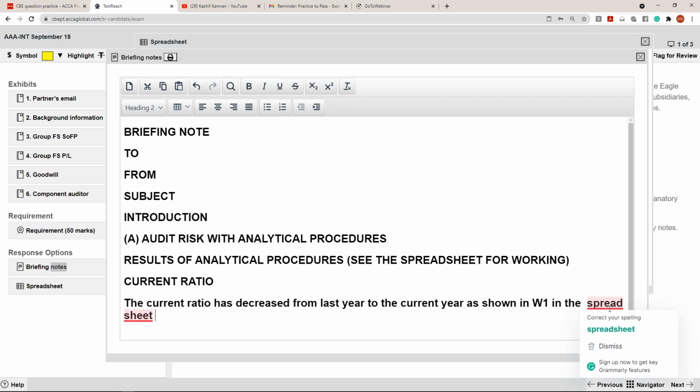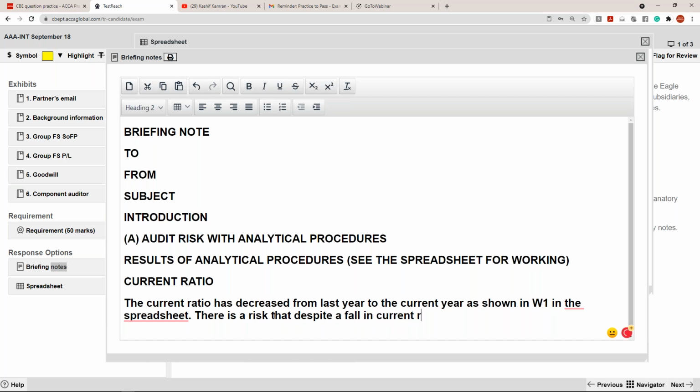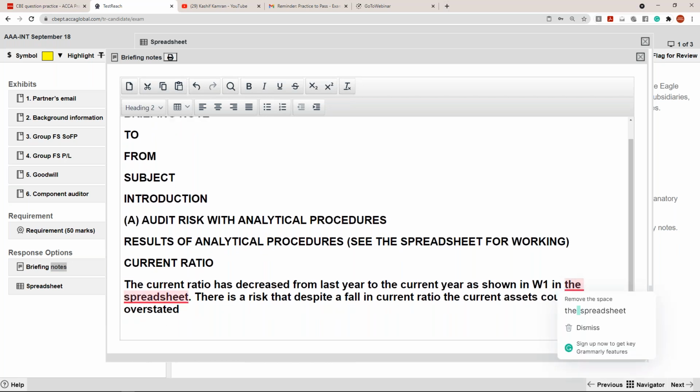So will my marker go to the spreadsheet and check it? Definitely, right? So the current ratio has decreased from the last year to the current year as shown in the spreadsheet, full stop. There is a risk that despite a fall in the current ratio, the current assets could be overstated.